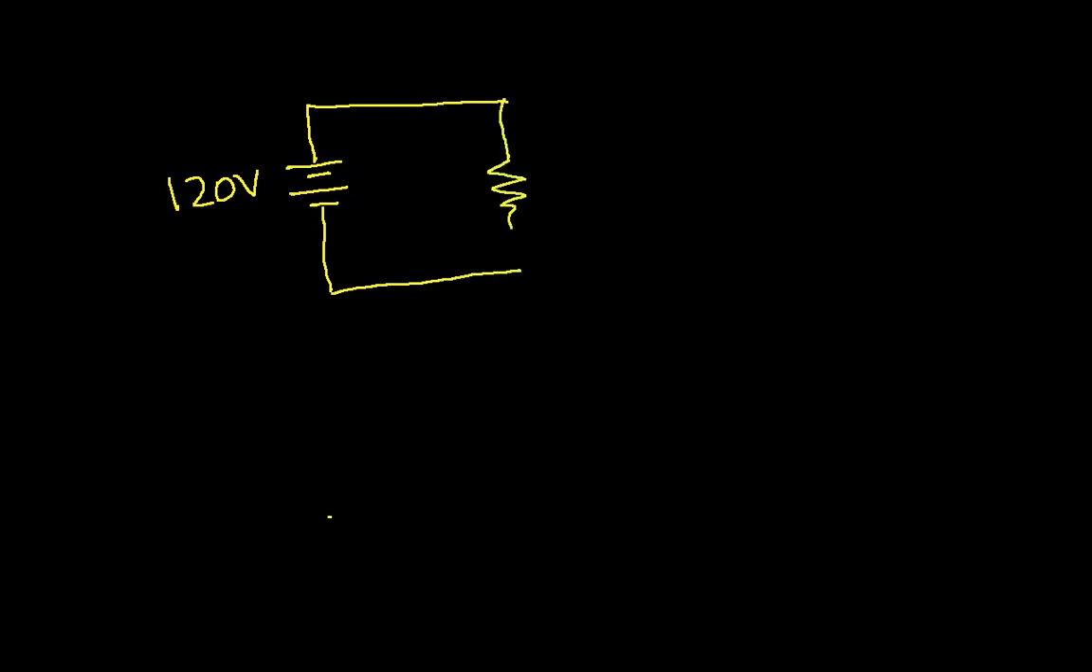Suppose that we have the following circuit. We have a voltage source which provides 120 volts, and that's connected to a resistor with a resistance of 144 ohms. The symbol for ohms is a capital omega. So we know that the voltage here is 120 volts.